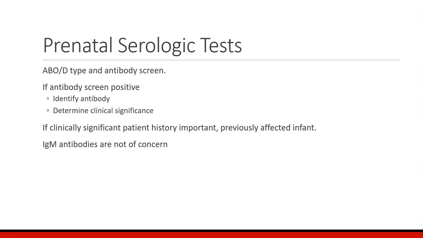If it's clinically significant, the patient history is very important because maybe she had a previously affected infant. The good news is families tend to stay where they're at during their childbearing ages, so that hopefully you get the mom with the first pregnancy and mom with the second pregnancy and so on. So we have the ability to look up the histories of our patients, and we can see if she had a previously identified antibody, and also whether or not she had a previously affected baby. Again, IgM class antibodies are not of concern.